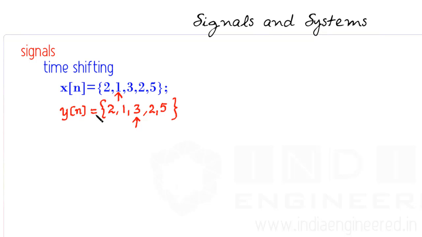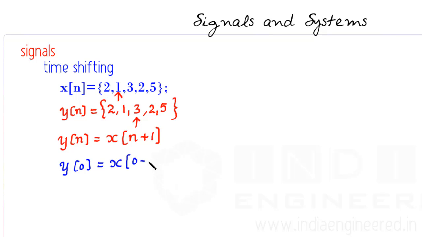Now if we compare these two signals, we can define the relationship between y of n and x of n. That is, y of n equal to x of n plus 1. Let us verify this. That means if we need y of 0, that will be x of 0 plus 1.